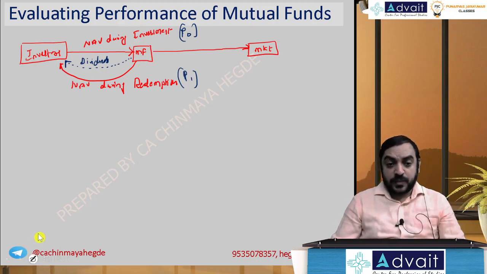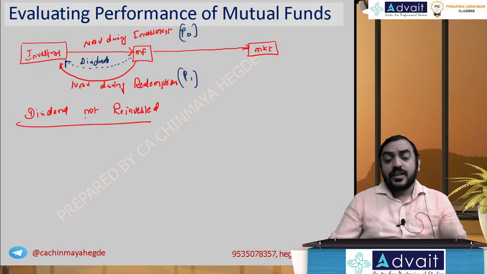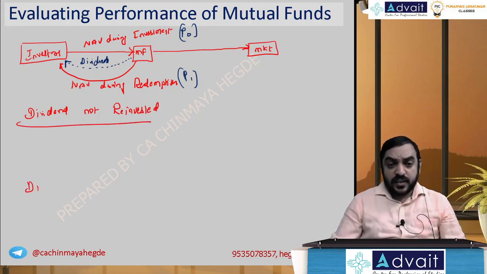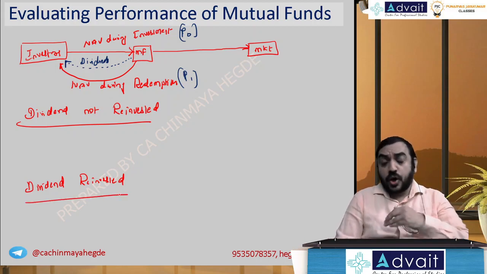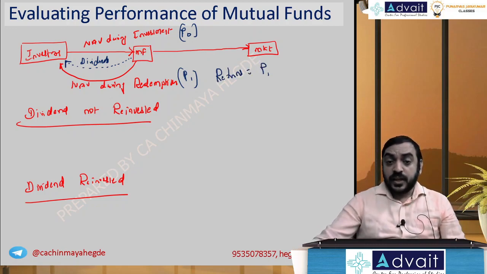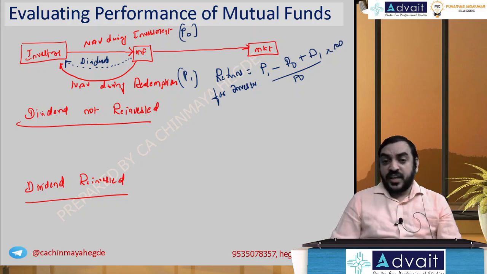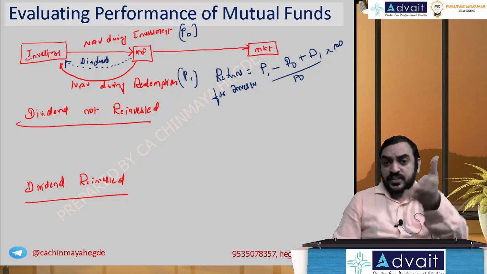So we have two types of investment here. One type is dividends not reinvested. This is one type of assumption possible. Another type we have is dividends reinvested. Dividend not reinvested, dividend reinvested. Basic formula is this. Returns for investor will be calculated by P1 minus P0 plus D1, by P0, into 100. I hope you are comfortable with this formula; we have discussed it in portfolio management also. P1 means your NAV1, P0, P1, I already showed you.